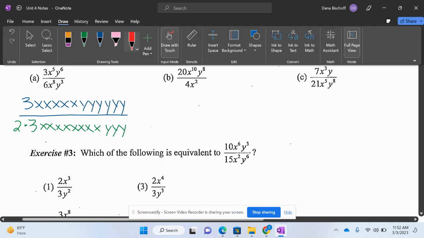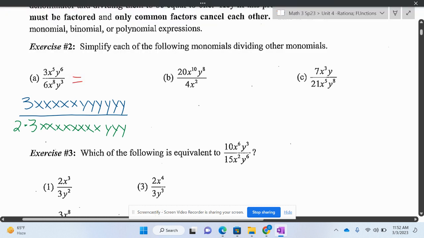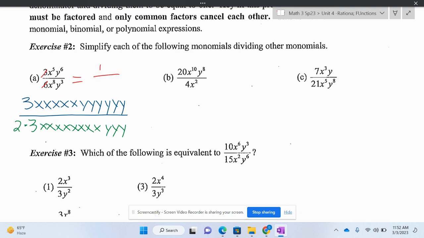So you learned a rule when you learned to simplify exponents. The rule said that if the base is the same and you're dividing, you subtract. I'm going to show you what that rule means. So first of all, simplify this. 3 divided by 6 is the same thing as 1 over 2.